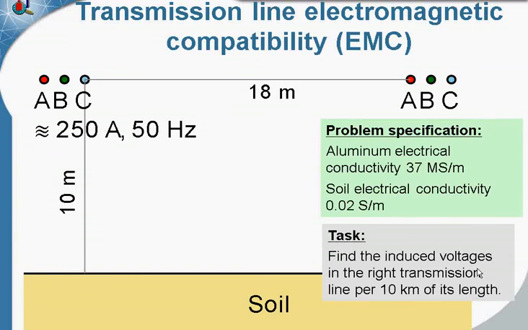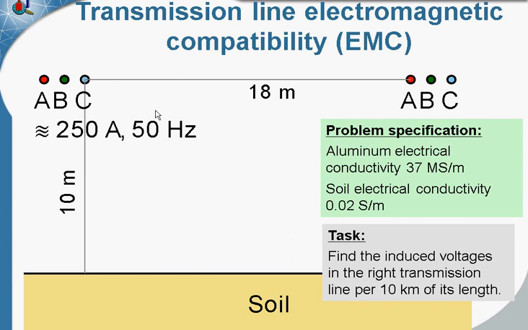Transmission line electromagnetic compatibility. Two three-phase transmission lines go side by side for 10 kilometers. Each transmission line is formed by three parallel aluminum conductors. Conductor diameter is 1 cm. Conductors are placed at the same height above the ground. Conductors are separated by 1 meter air clearance.